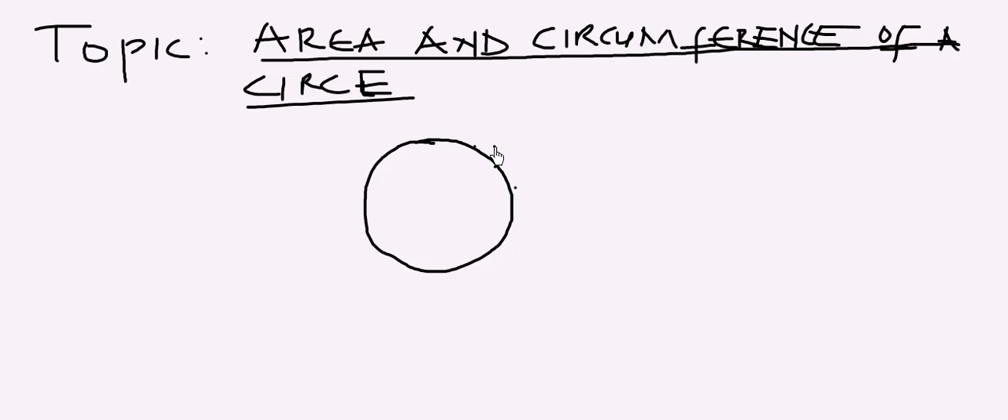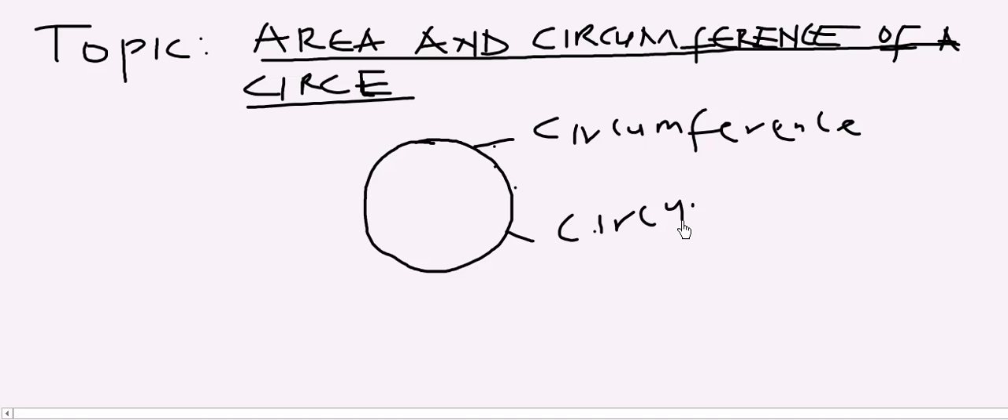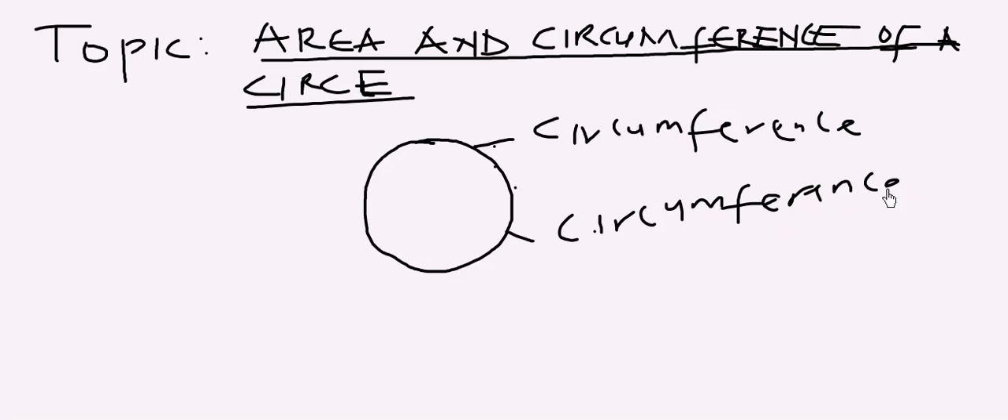So this is the circumference. This is the circumference around the circle. Going around the circle gives you the circumference.